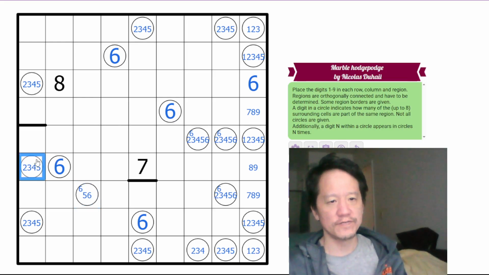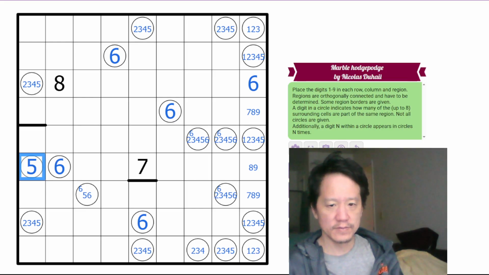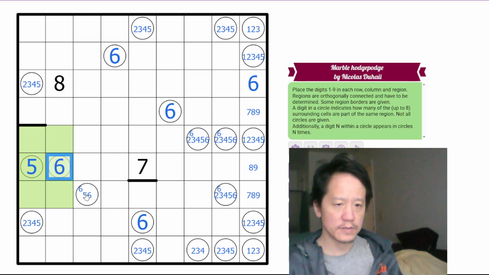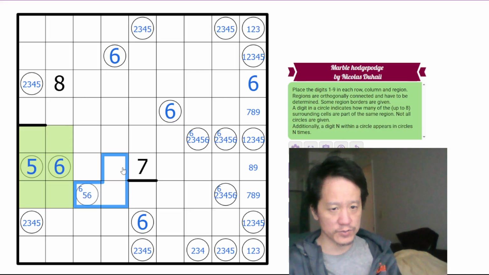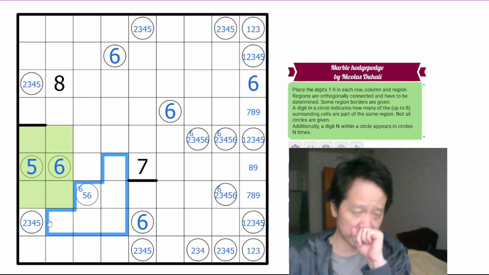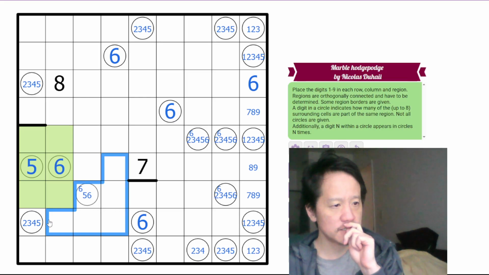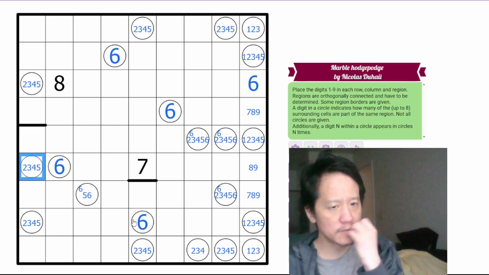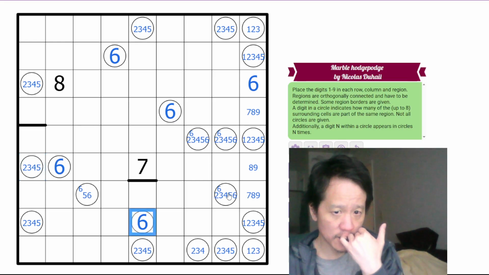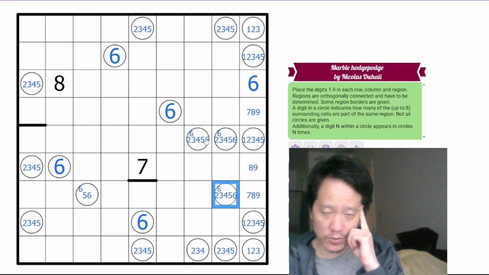Oh, this is interesting. If this is 5, that means this would be part of the same region. This is 6. So this is not part of that region. If this were both part of that region, then this would be 5, which is possible. Huh. So 6 can be with here, or this 6 can be here.